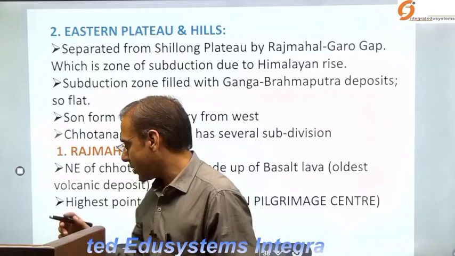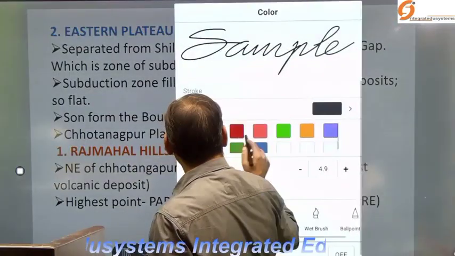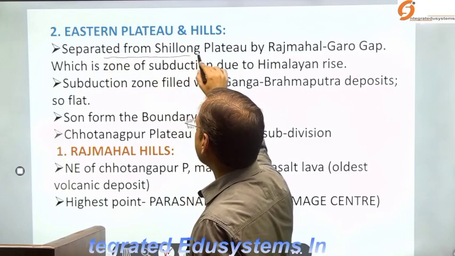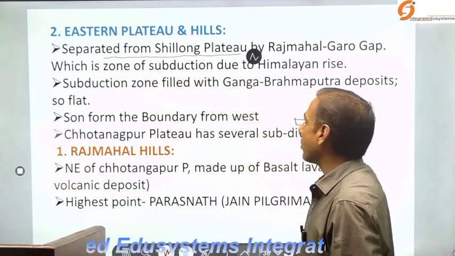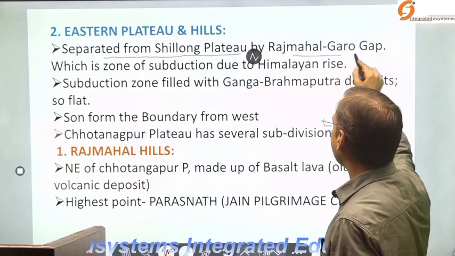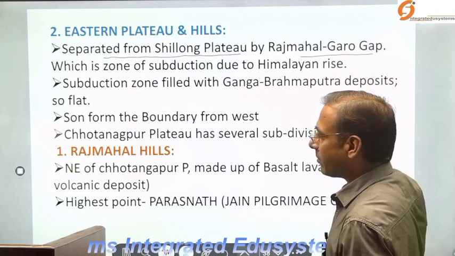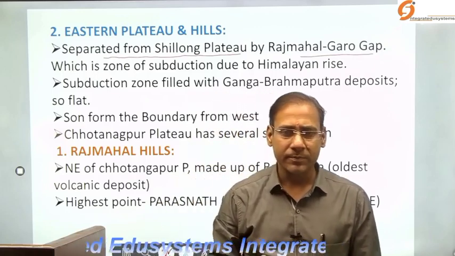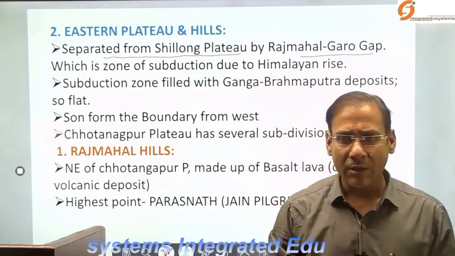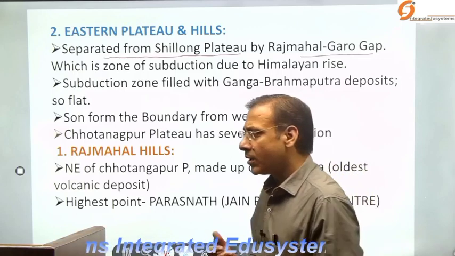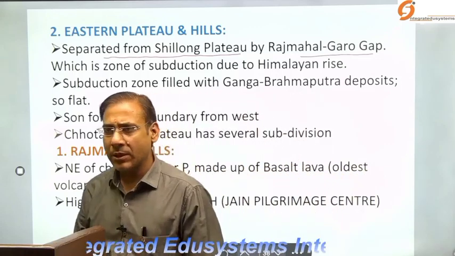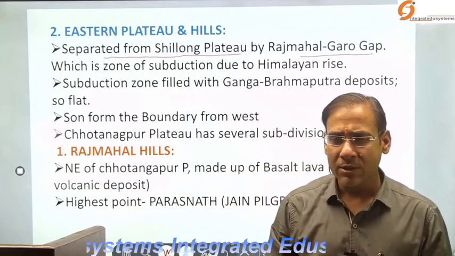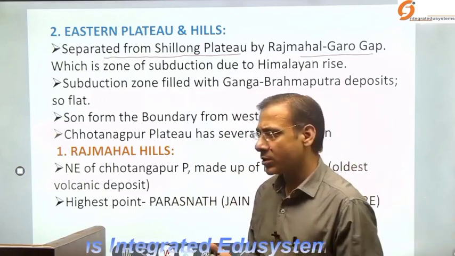What I have mentioned here is that the Eastern Plateau and hills are separated from the Shillong Plateau by the Rajmahal Garo Gap. In the map, I had discussed how the Shillong Plateau is separated from the main peninsular region due to subduction. And why is the subduction going on? Why is the rock subducted?